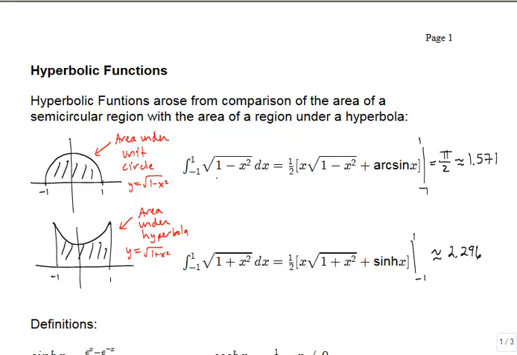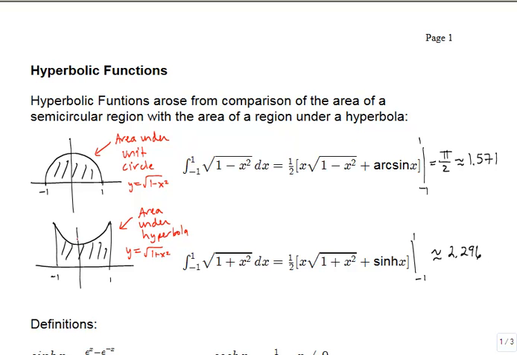So if we integrate that from -1 to 1, the integral turns out to be 1/2 (x square root of 1 minus x squared plus the arc sine of x). And when you plug in -1 to 1, you end up getting the area of half of a circle with radius 1, which is pi over 2, or about 1.571.